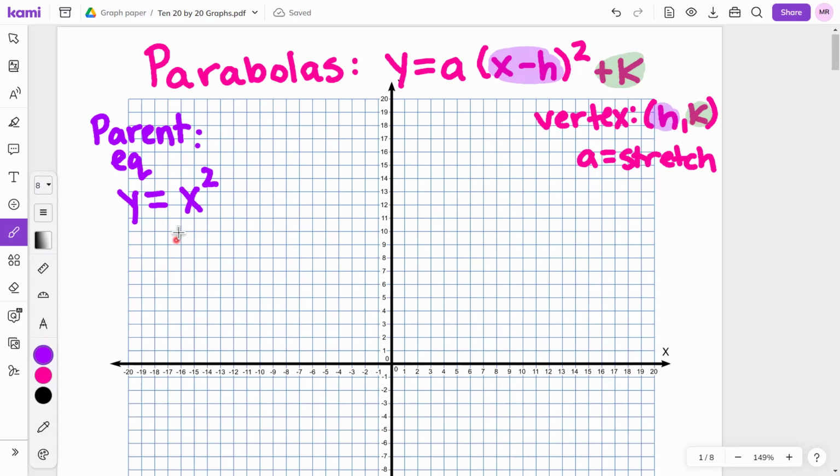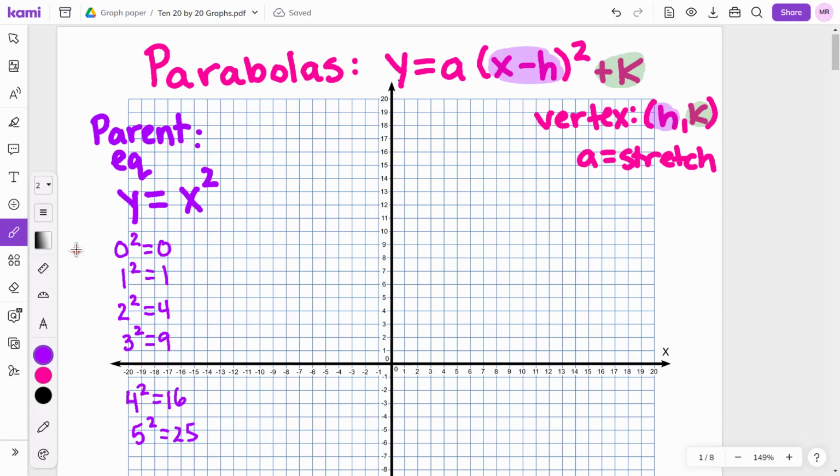Now, the very first thing I'm going to do is graph the parent equation, y is equal to x squared. And when I'm graphing that, all that I'm really thinking about is squaring numbers. Okay, so let me just write some squares here. So 0 squared is 0. 1 squared is 1. 2 squared is 4. 3 squared is 9. 4 squared is 16. 5 squared is 25, and so forth.